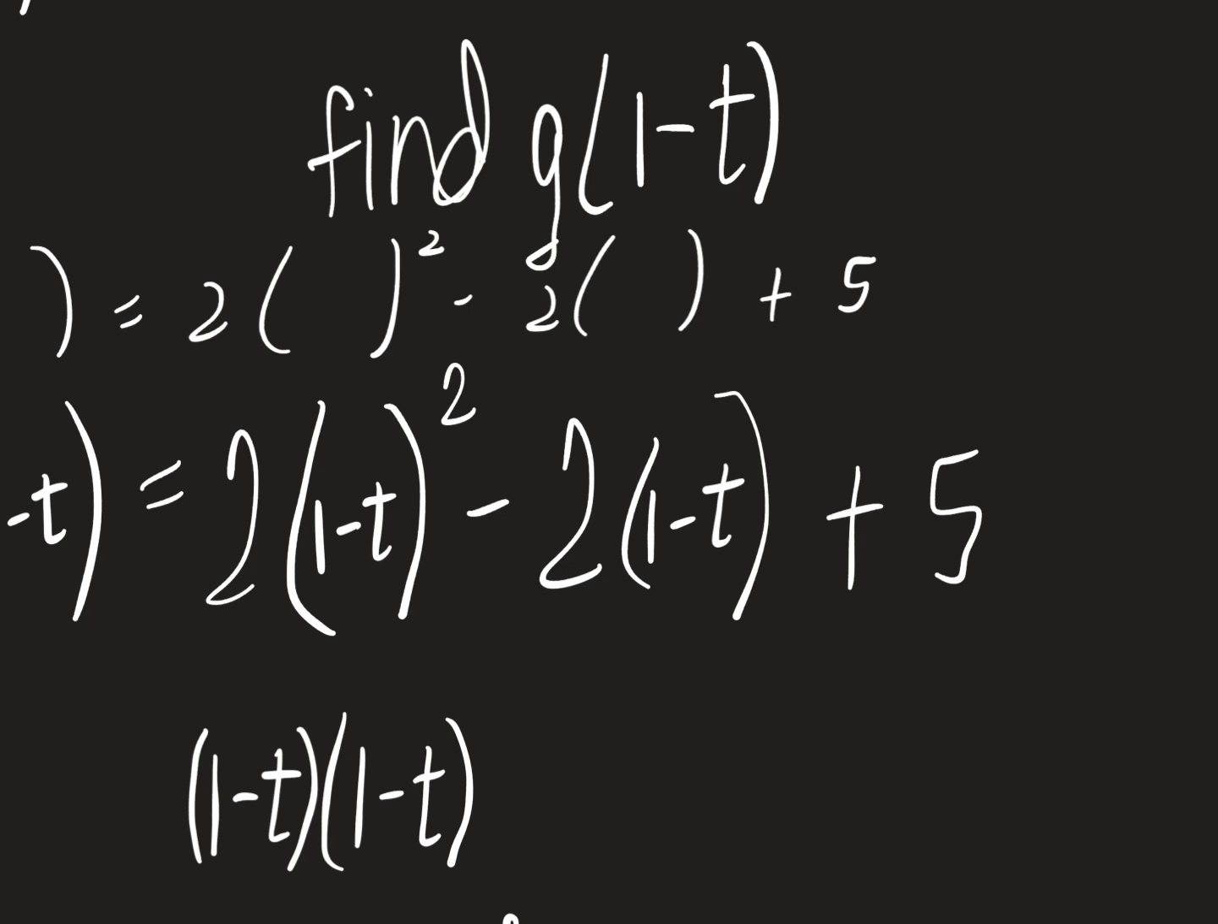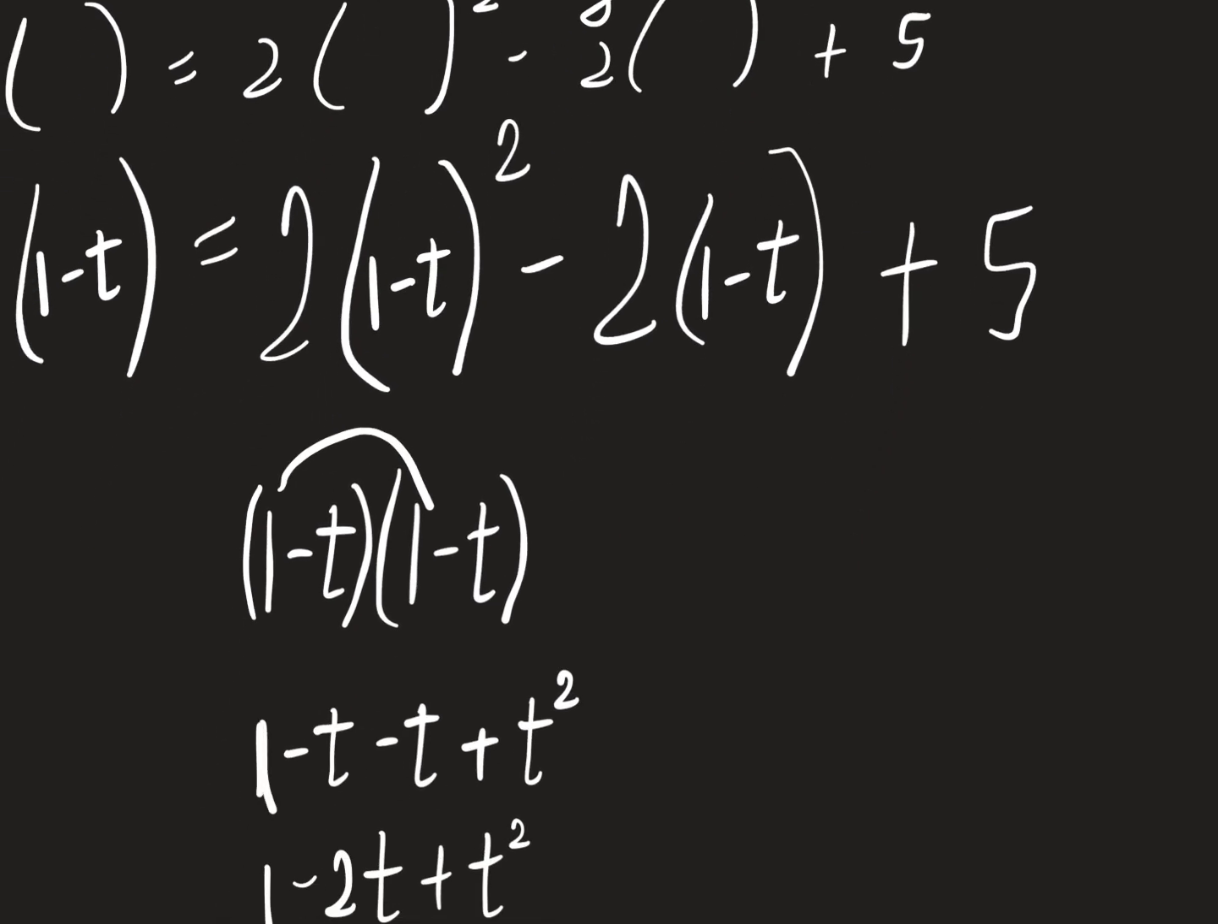And in order to do that, you have to FOIL. You say 1 times 1 is 1, and 1 times negative t is negative t, and negative t times 1 is negative t, and negative t times negative t is positive t squared. So this has like terms. It's 1 minus 2t plus t squared. These negative t's in the middle combine to give me negative 2t. All of this work was only simplifying this little part right here. 1 minus t squared is better written as 1 minus 2t plus t squared.